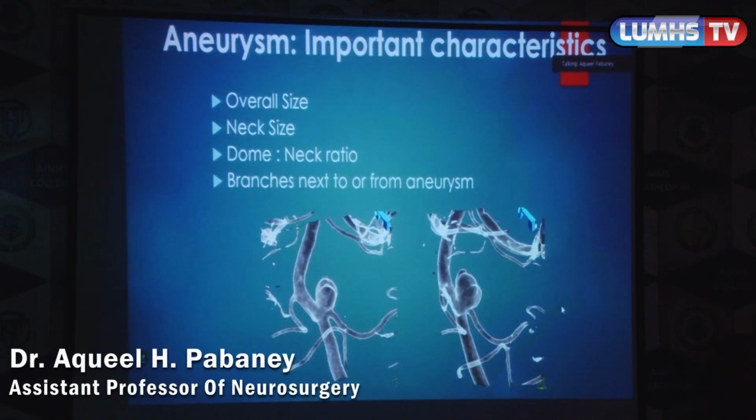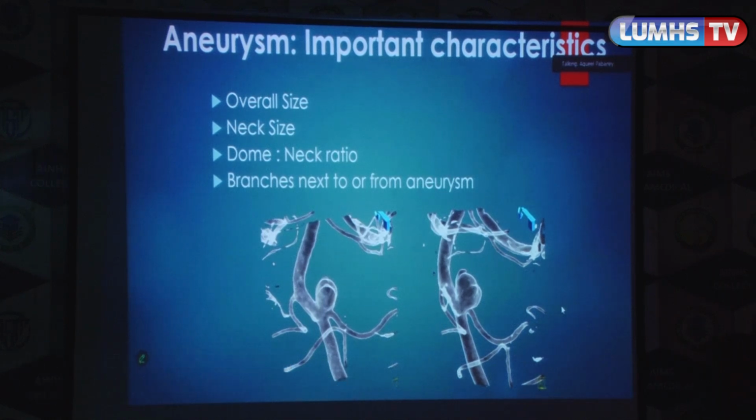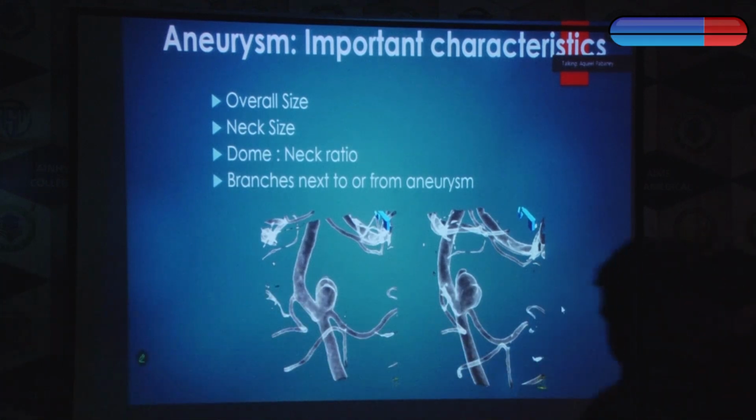But whenever you're treating these aneurysms with coiling, you have to look at several aneurysm characteristics. You have to look at the size of the aneurysm. You have to look at the neck size. Is there a wide or narrow neck? There's something called dome to neck ratio, where you want to make sure that the dome of the aneurysm is at least twice as big as the neck.